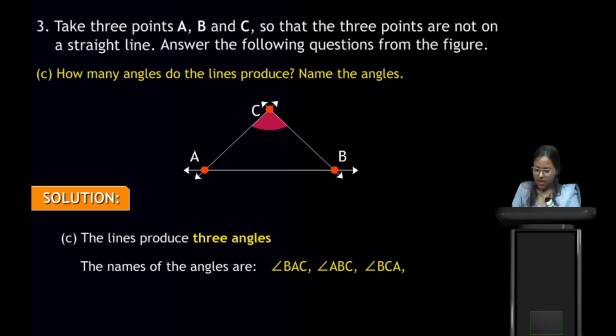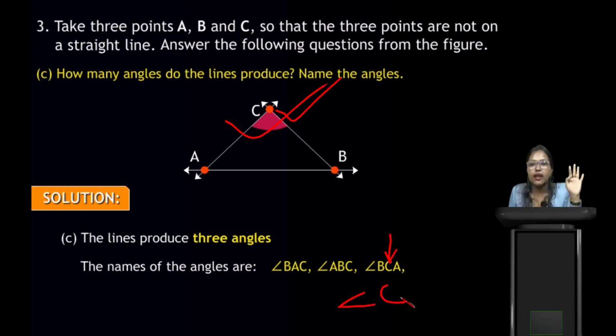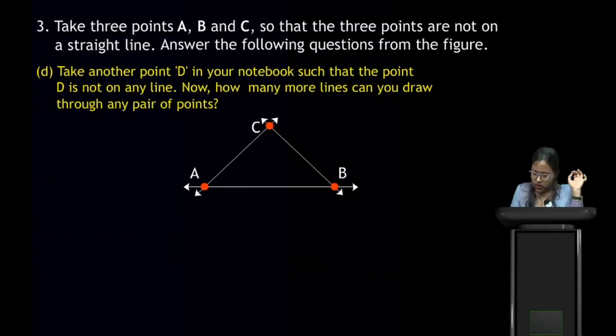Okay. Now next is angle BCA. So BCA, which one is in middle? C, again C is in middle. That means about this angle they are talking. If you write simply angle C, that one also representing the C angle only, the red color denoting angle. Okay, so these are our required angles.